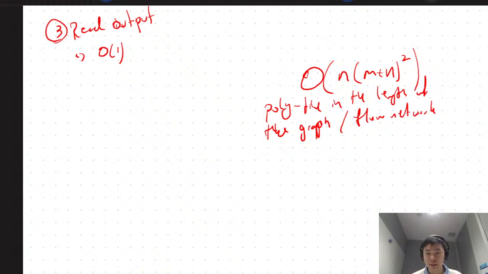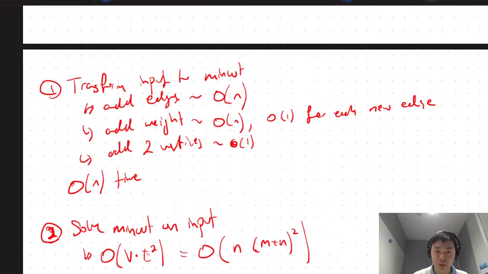Would this be a reduction in poly time? So the reduction is polynomial time, right? Because you're given the graph as input, and then the actual transformation only takes linear time. So you just add a bunch of edges, you add a bunch of weights, you add two vertices. All of that takes at most the number of vertices. So the actual transformation, the reduction itself, is polynomial time.